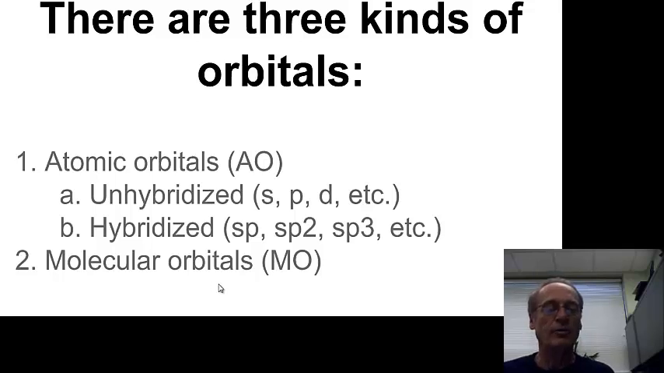Now, under atomic orbitals, there are 2 kinds. Unhybridized, which are the familiar s, p, d, f, and so on that you learned about in general chemistry. And then there are hybridized atomic orbitals, which are combinations of s's, p's, and d's, and so on. The 3 that we're going to focus on are called sp, sp2, and sp3.